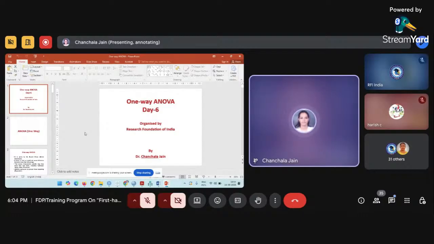As today I'm discussing one-way ANOVA, although I needed to discuss this on Monday, we have saved one day. On Monday I'll discuss correlation and regression, and then on the 7th day, that is Tuesday, I will take some application-based material.